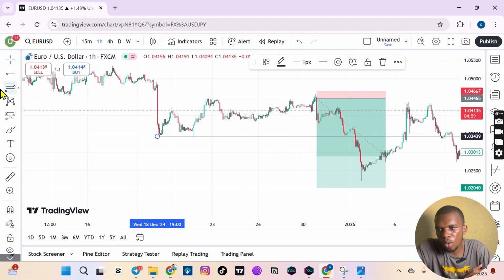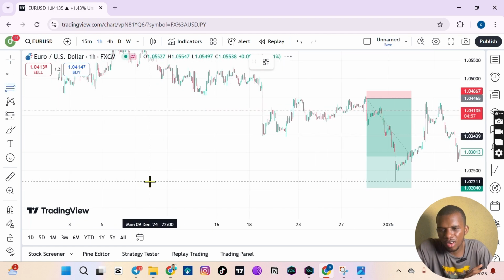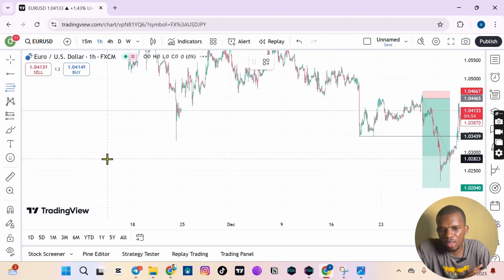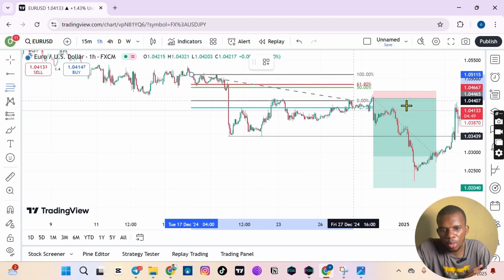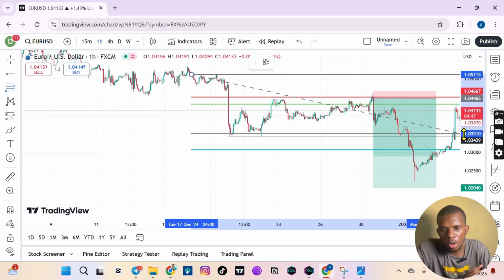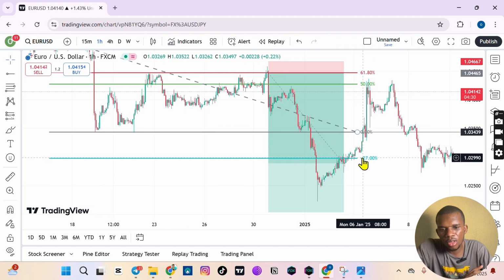Now for you to be able to know your second take profit, because as you can see right now there is no support or anything right here, all you need to do is to use your Fibonacci. This Fibonacci will show you your second take profit. So this is your second take profit. This minus 21% retracement region.